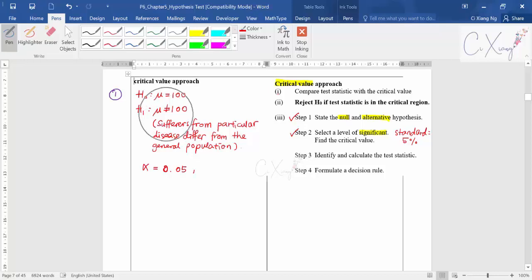For this example, the alternative hypothesis has a non-equal sign. Non-equal sign means two-tailed test. When you have a two-tailed test, I suggest you draw the normal diagram. That means you have two rejection regions. Remember, before that we learned that if you have a two-tailed test, you should have two rejection regions, one on the right, another on the left.